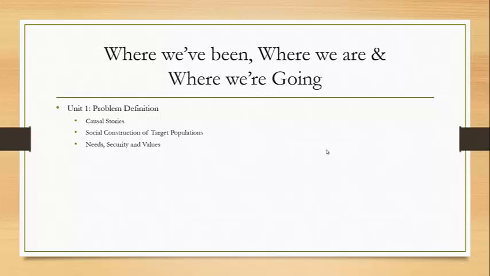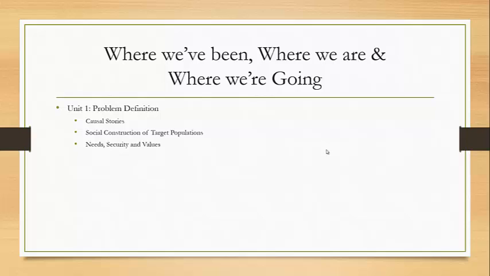And then finally, we talked about needs, security, and values, right? So the concept that at their heart, problems are people, everybody is trying to define their problem in terms of need, right? And the way that we consider a problem has to do with our own understandings of security, our own values, and the type of need, security, and values that are privileged within a particular policy context.